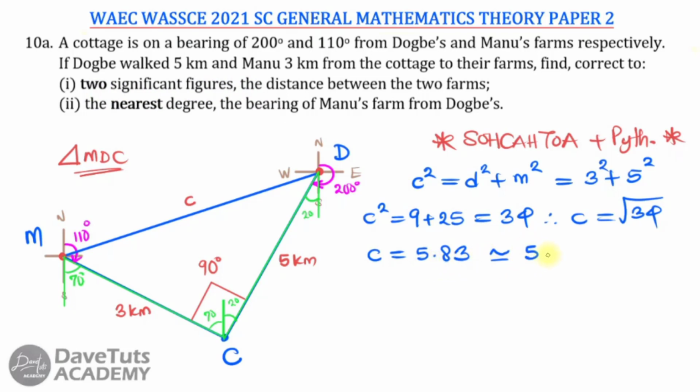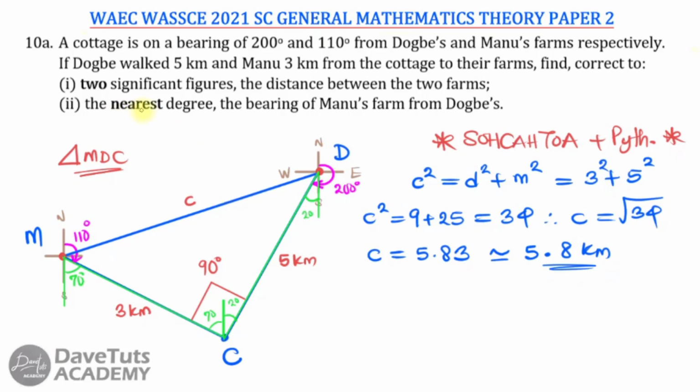5 is the very first one, we need to take that. Now to consider the second digit, we need to look at the third or the extra digit and see if we need to round it up or round it down. 3 is not up to 5, so we round it down to 0, and it does not take effect on 8 at all. So this is approximately 5.8 kilometers as the distance between the two farms, which is C. Okay, so that is the very first thing.